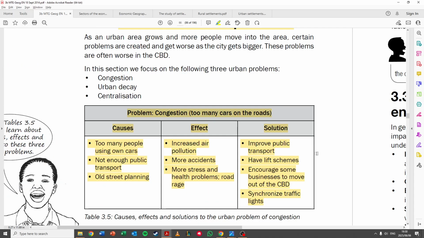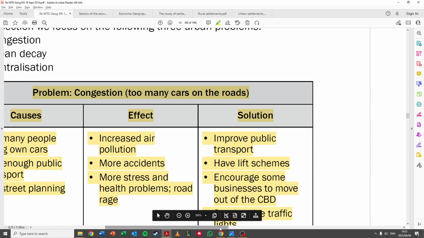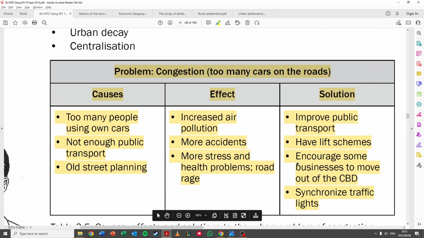So if we just look at congestion first. The causes of this is there's just too many people using their own cars. There's not enough public transport, and it's an old street pattern. Then the effects of this, there's going to be increased air pollution because a lot of people are driving their own cars, more accidents, more stress and health problems such as road rage.